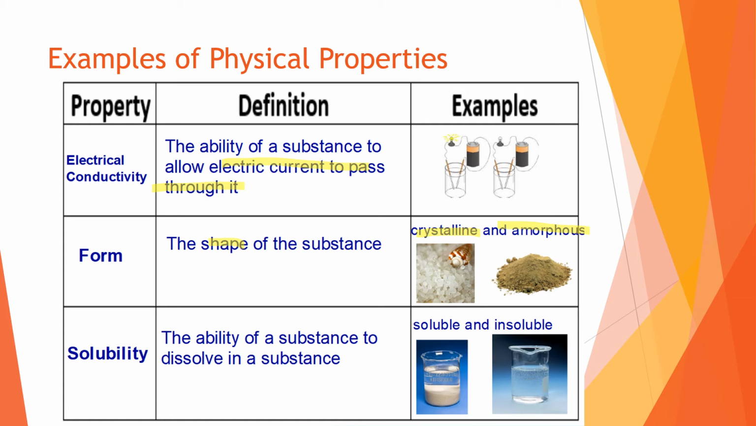And then now we have solubility. So this is the ability of a substance to dissolve in a substance. So you can describe a substance as either being soluble or insoluble. So a good example of this would be if you were to take sugar or salt and dissolve it in water. It is soluble in water, so it has the ability to dissolve, whereas there are other substances that wouldn't dissolve in water, so they would be considered insoluble.